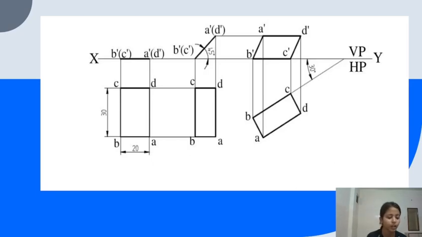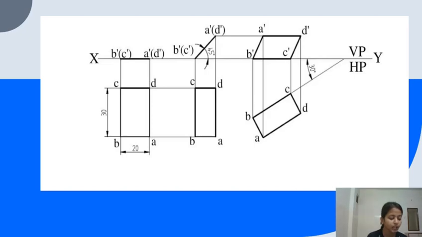First, top view. Draw a rectangle of dimensions 20 mm into 30 mm. Position the longer edge horizontally, representing it resting on HP. Incline the longer edge at 30 degrees to the horizontal axis, representing VP. Second, front view. From each corner of the rectangle in the top view, project lines vertically downward. Since the plane surface is inclined at 45 degrees to HP, tilt the rectangle accordingly.